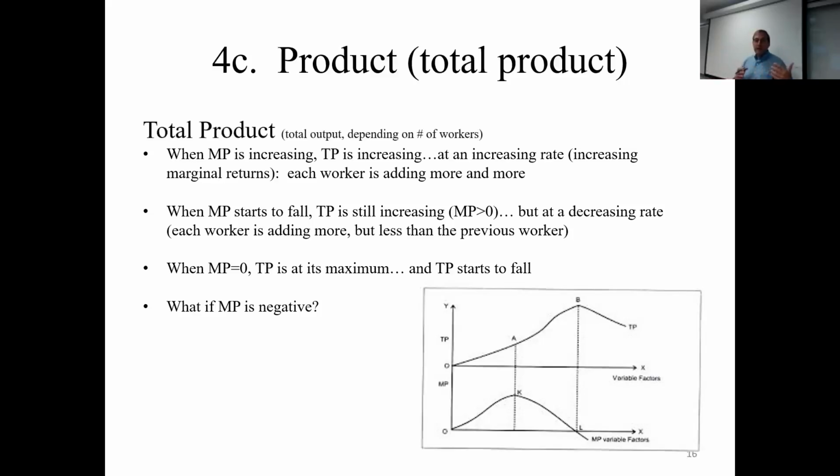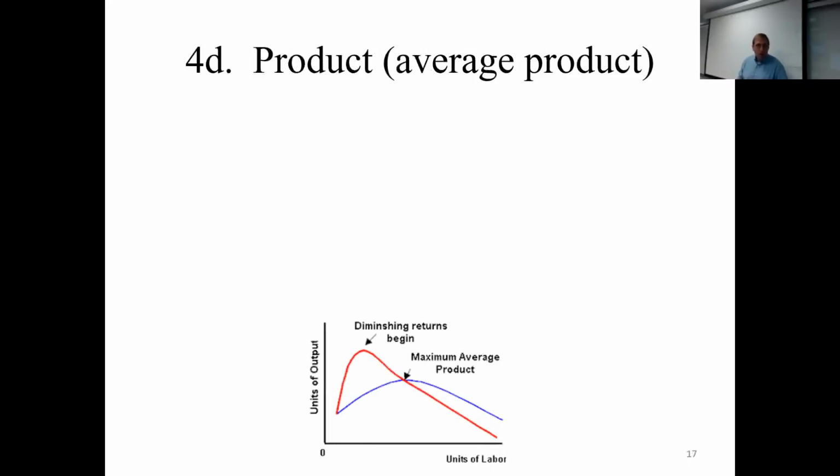When marginal product is positive but falling, total product is increasing at a decreasing rate. At the point where marginal product hits 0 and becomes negative, total output starts to fall. So that's a summary of the output, and I've got it here for you when you go home and look at it.